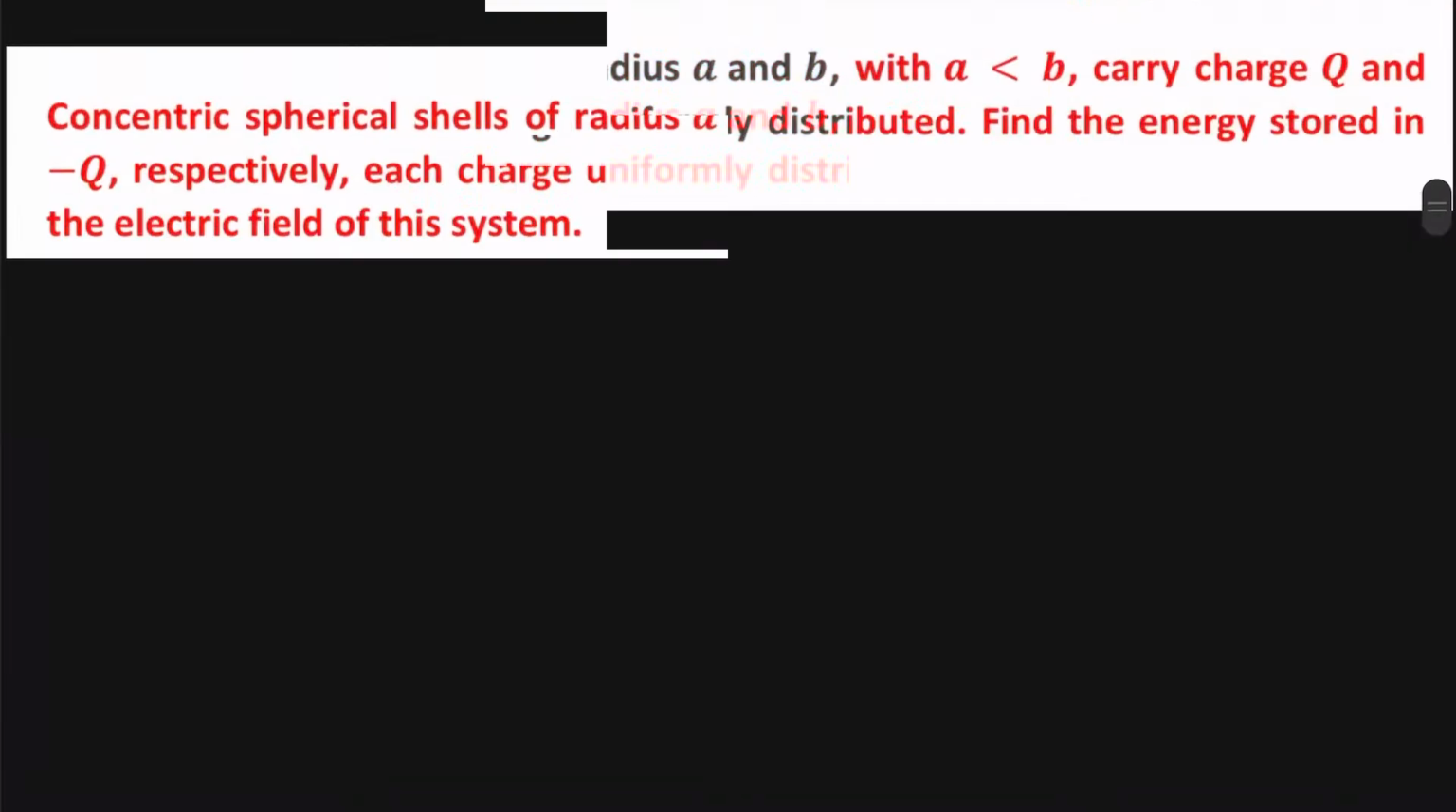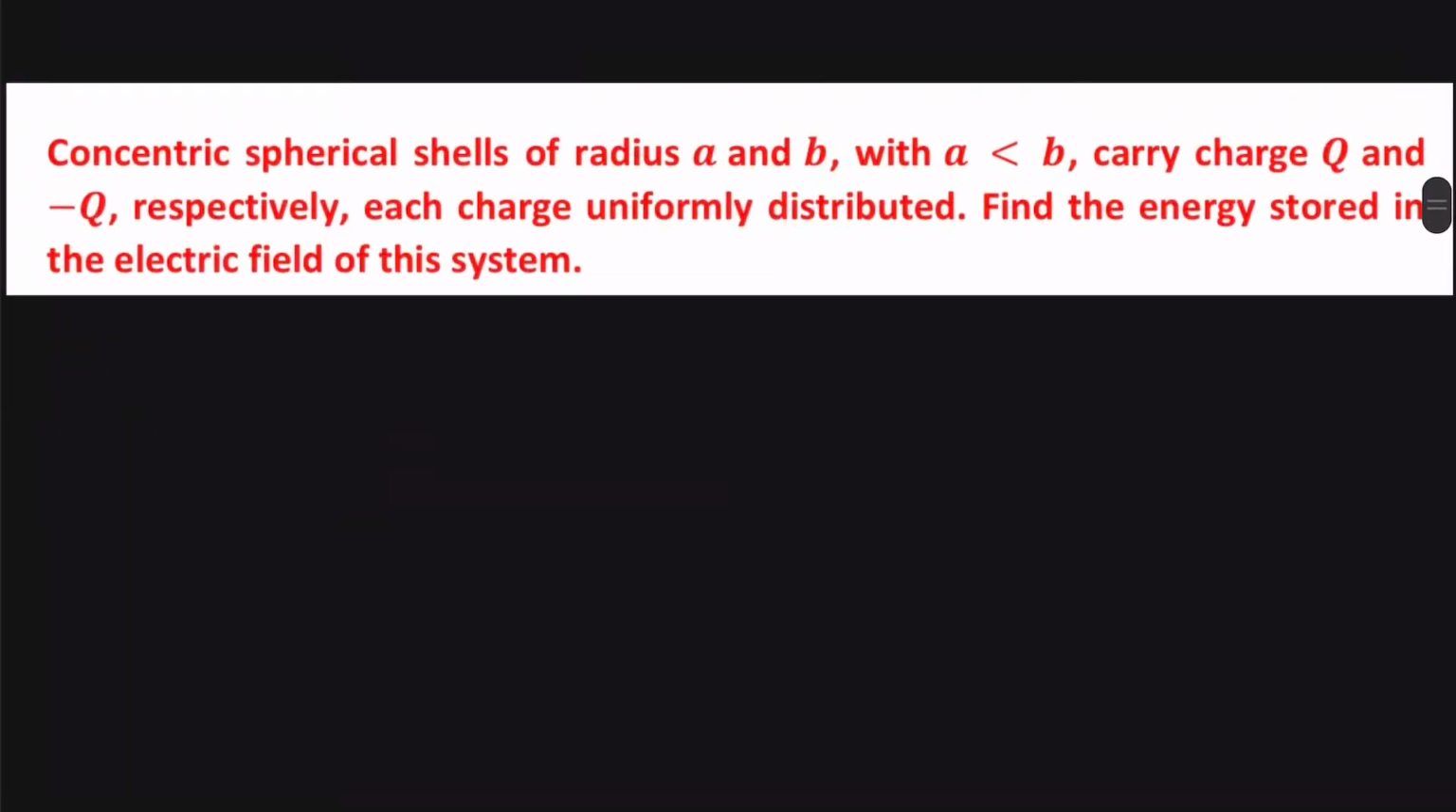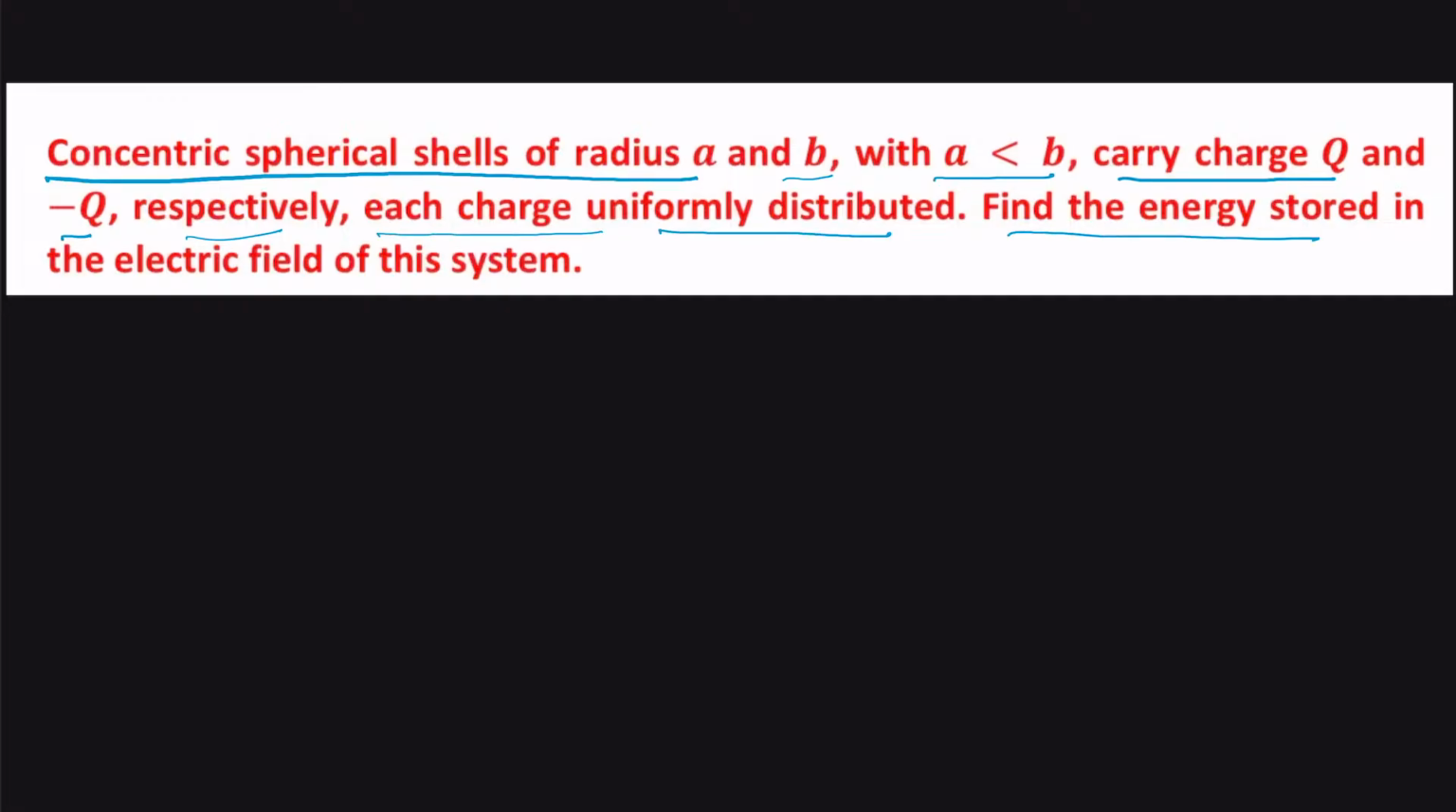Next question. It states that concentric spherical shells of radius a and b, such that a is less than b, carry charge q and minus q respectively, each charge uniformly distributed. Find the energy stored in the electric field of this system.